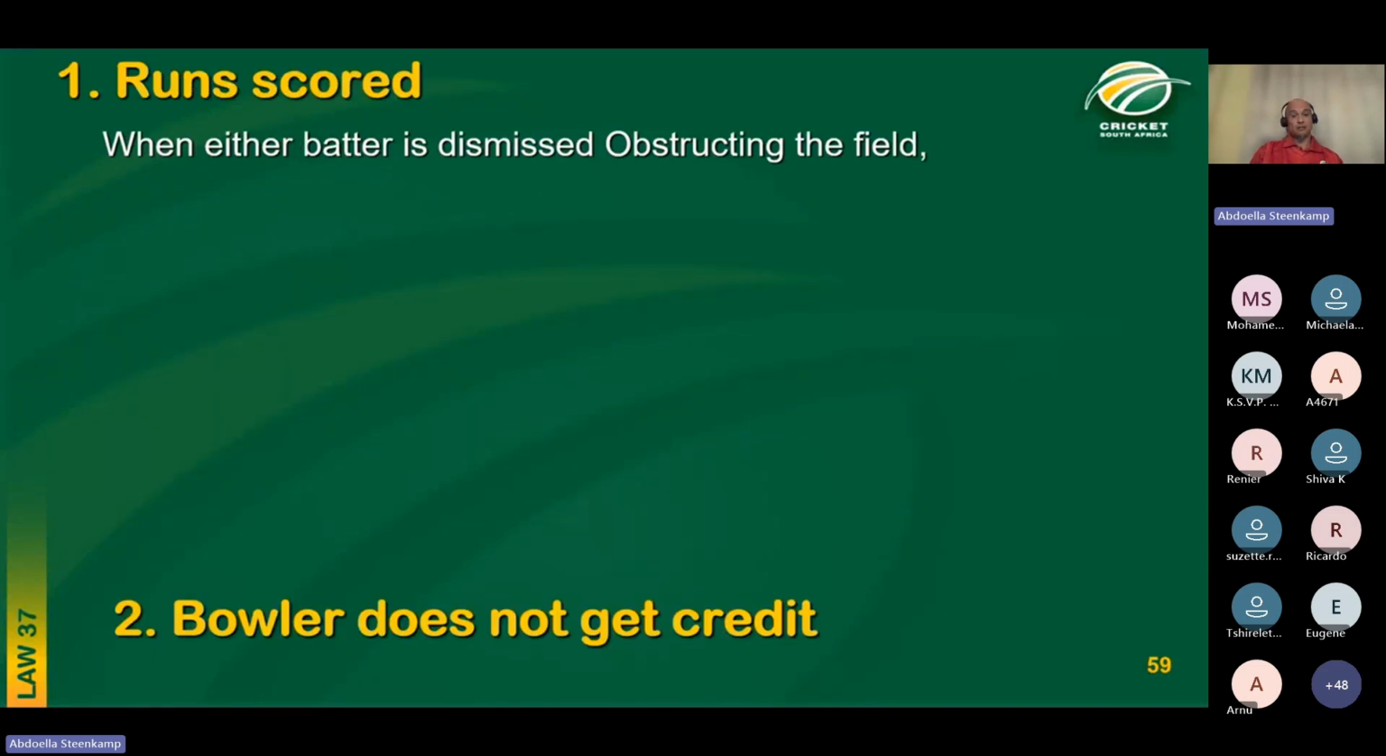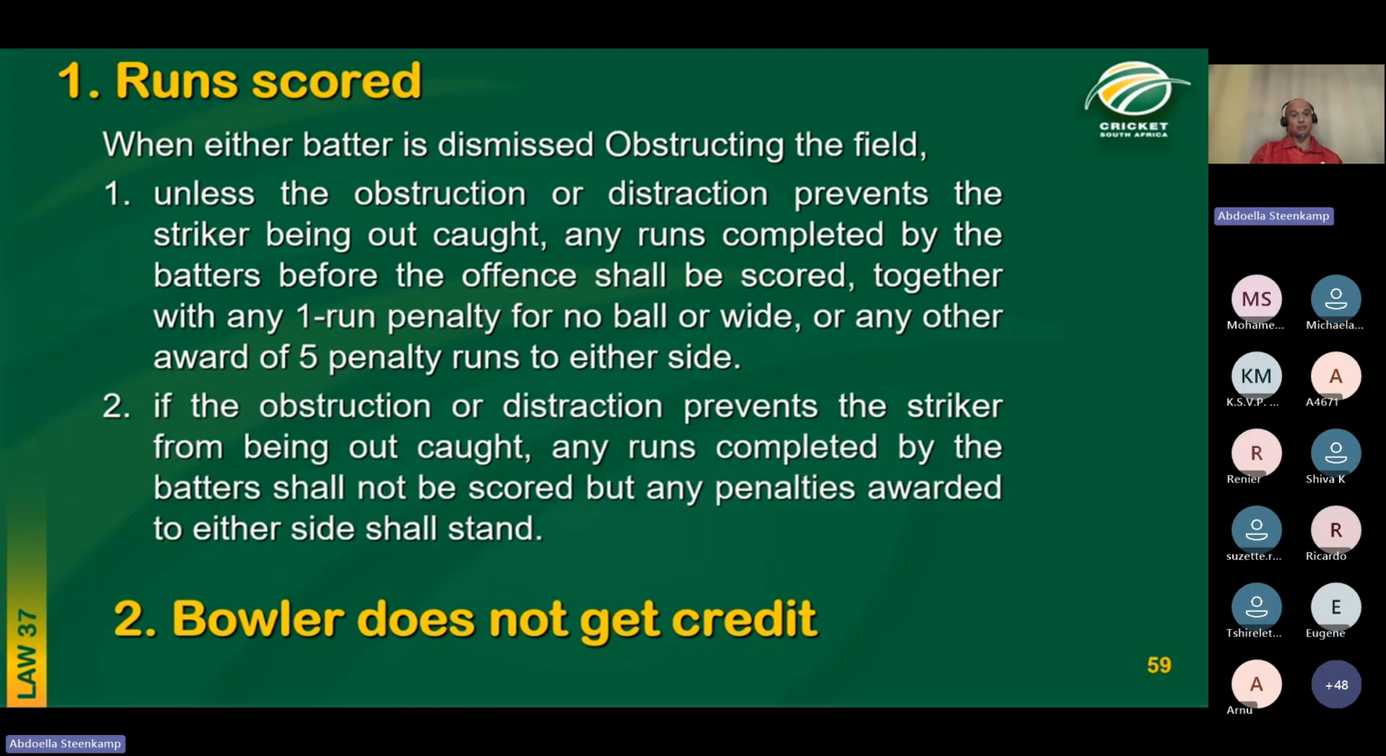Runs scored when either batter is dismissed obstructing the field. Let's start with point number 2 first. If the obstruction or distraction prevents the striker from being out caught, no runs to be scored. Yes, penalties are awarded to either side to stand, but in terms of runs, no runs to be scored if the obstruction prevents a catch. Point 1, if the obstruction or distraction doesn't prevent a catch, any runs completed by the batters to be scored together with any 1-run penalty for no ball or wide or any other 5 penalty runs.